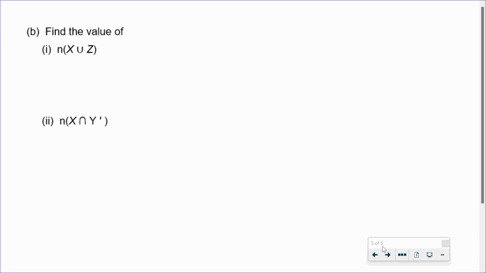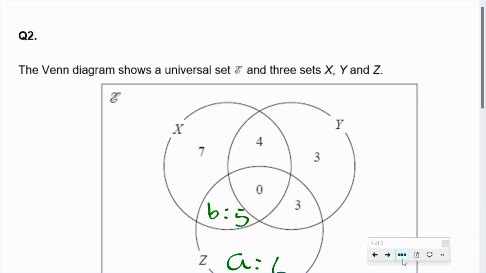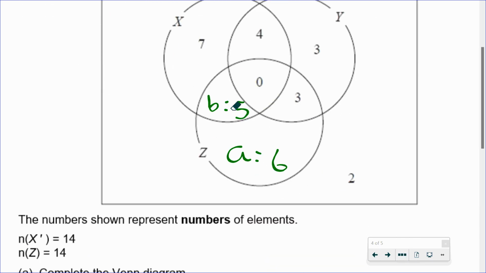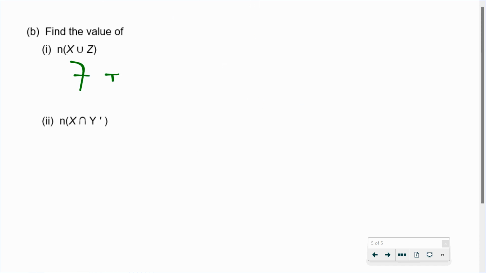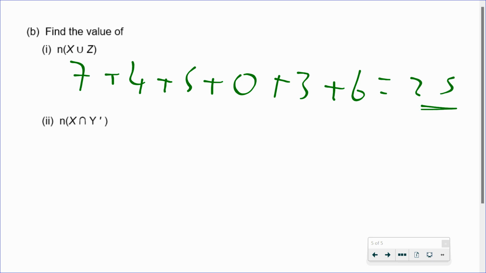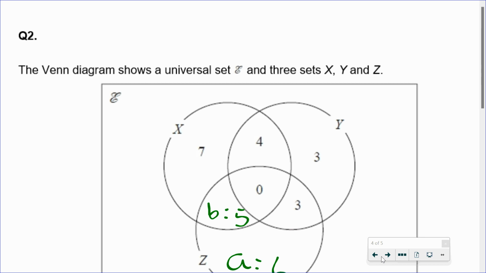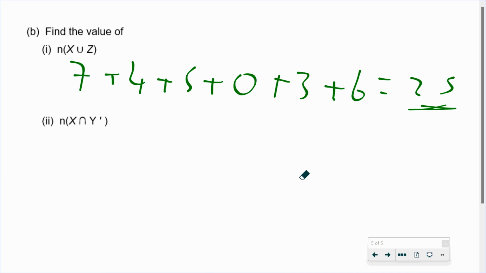Then it says find the value of x union z. So I'm thinking of x union z. That means I want all of x and all of z, because x union z means it can be from x or from z. So I want the 7, the 4, the 5, the 0, the 6, and the 3. That's what I'm going to add up for that one. I'll write the 7 plus the 4 plus the 5 plus the 0, not that it makes a difference, plus the 3 plus the 6. And it all adds together to give 25. Again, if your answer is correct based on your Venn diagram, you can still have the marks for this, even if it's not correct for what is on our number here.